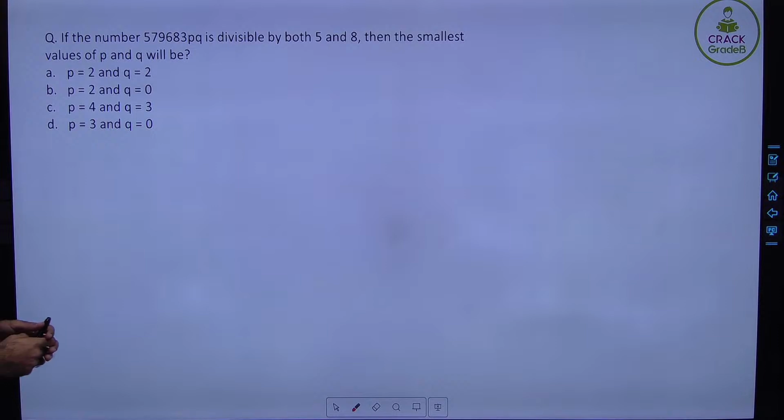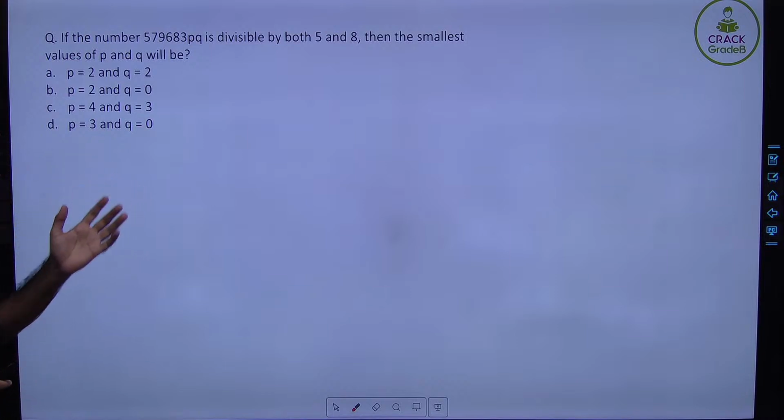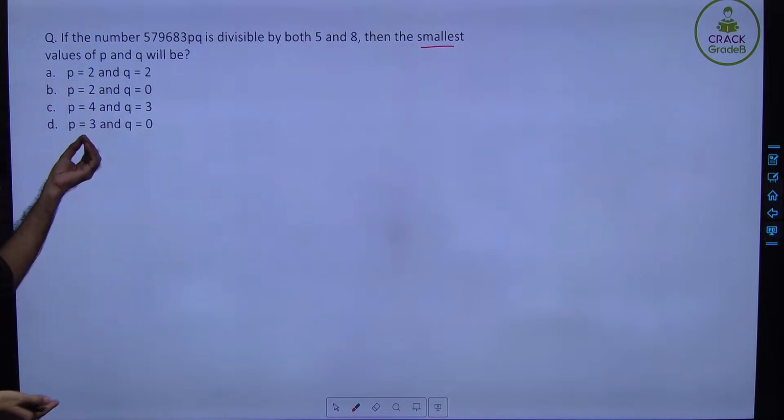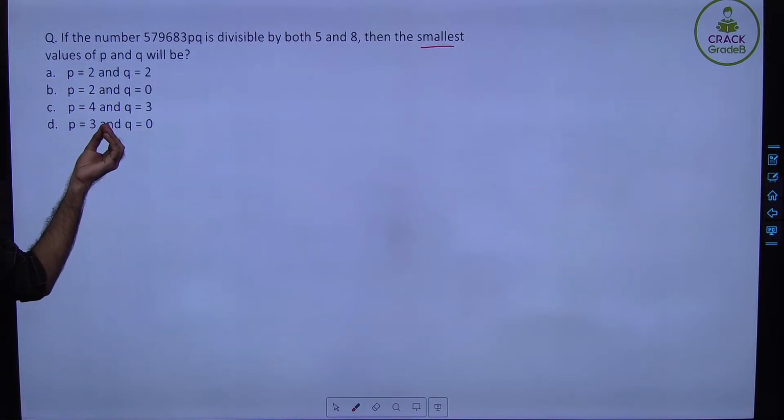Okay. Let us start solving this question. It has been given that the number 579683PQ is divisible by both 5 and 8, right? Then the smallest values of P and Q will be. See, again, you don't have to worry about smallest. See, you have been given few options, right?